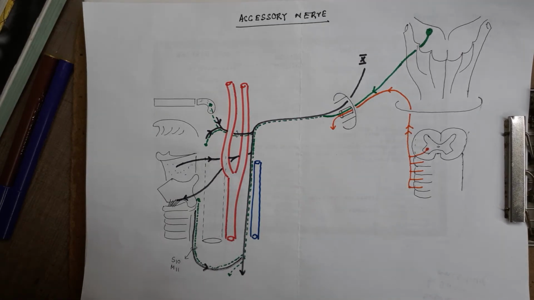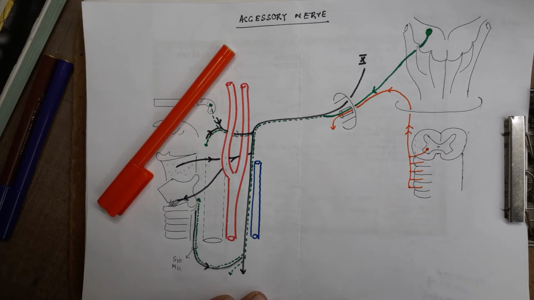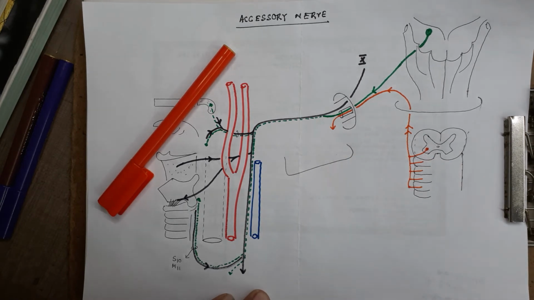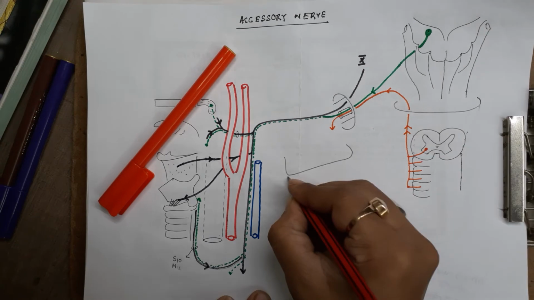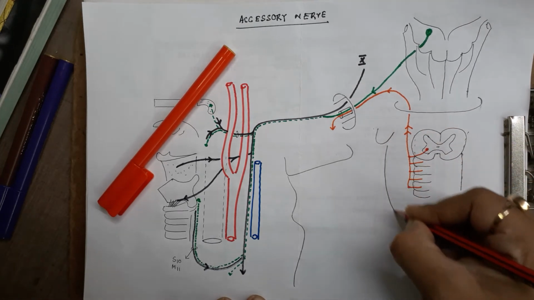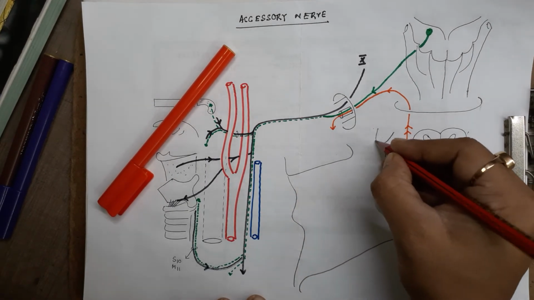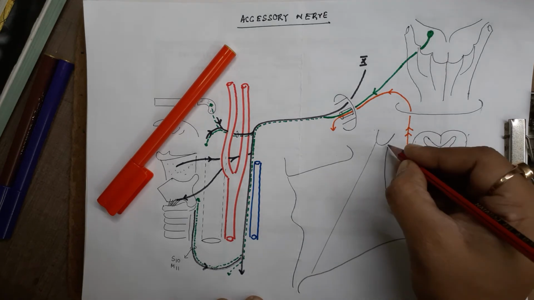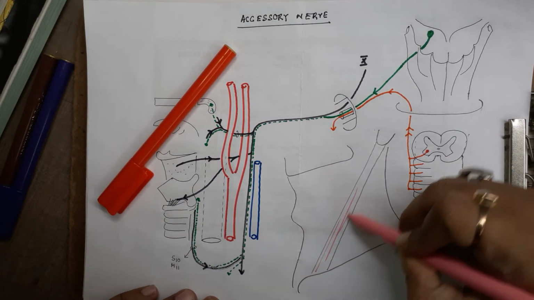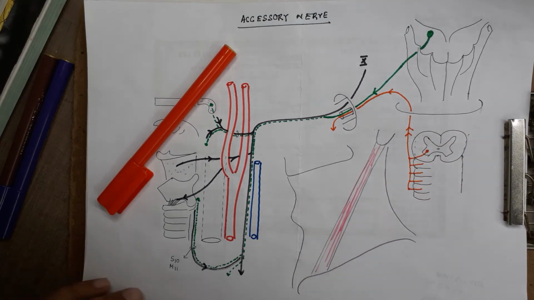Now this is all about the cranial accessory. Now what happens for the spinal accessory? Let us draw the side of the neck. So this is the mandible, this is the mastoid process. So here we expect the sternocleidomastoid muscle. This muscle divides the side of the neck into two divisions: an anterior triangle anteriorly, and a posterior triangle posteriorly.